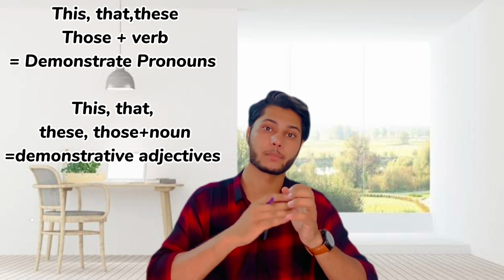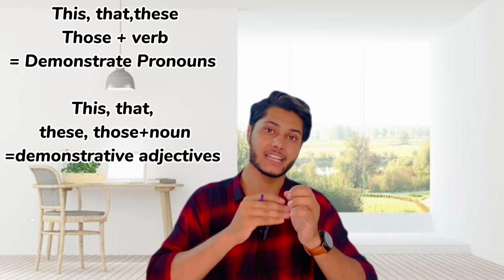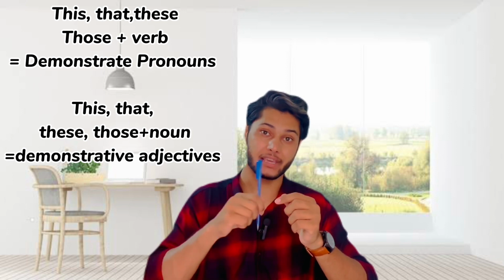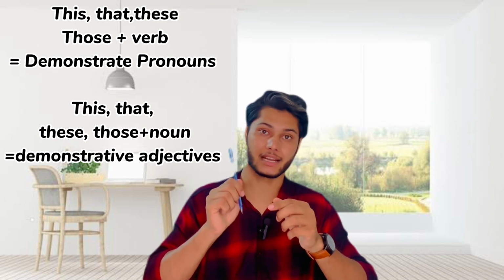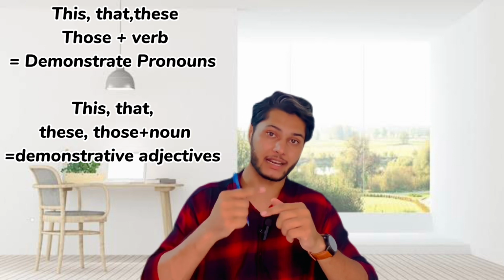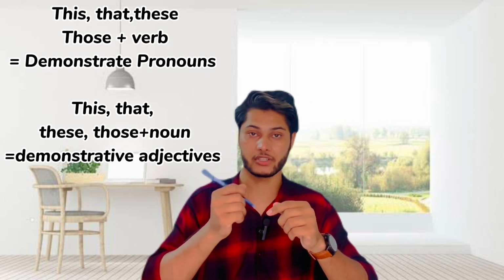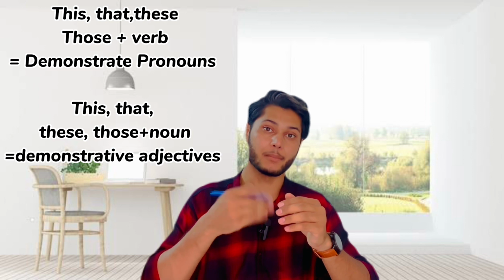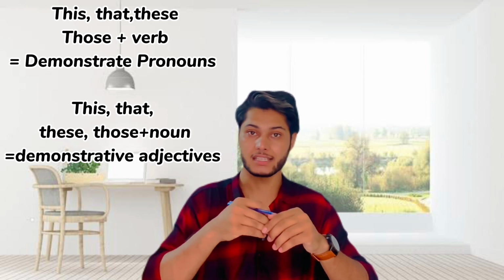When they are followed by noun, their function is an adjective. For example, this pen is mine. Pen is a noun. So when they are followed by noun, their function is an adjective. For example, this car is mine. This book is mine. So in simple terms, when this, that, these, and those are followed by verb, then their function is a demonstrative pronoun. When they are followed by noun, then their function is a demonstrative adjective.